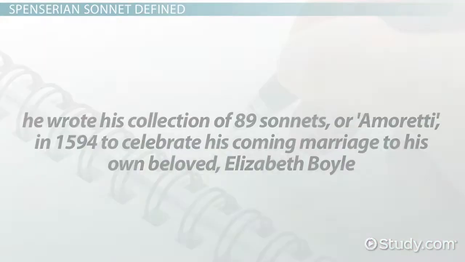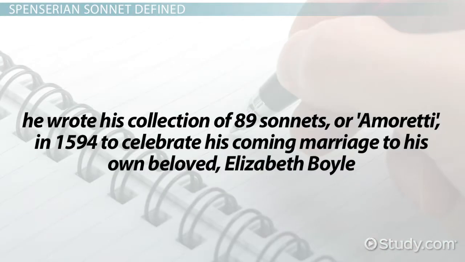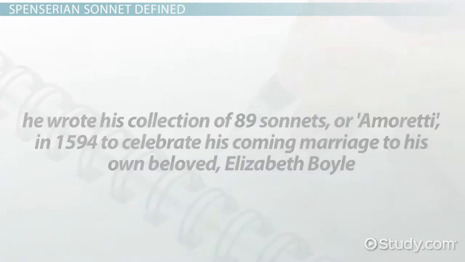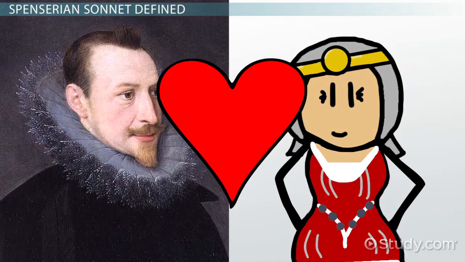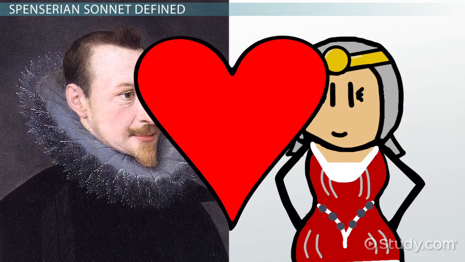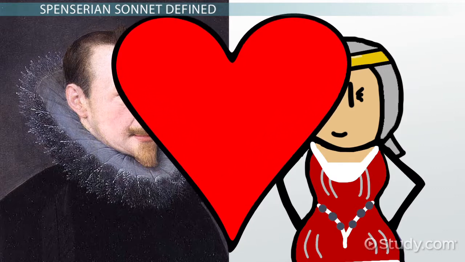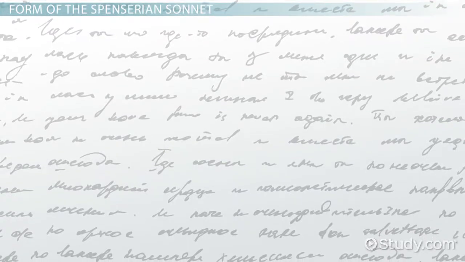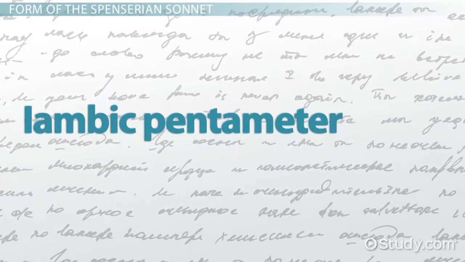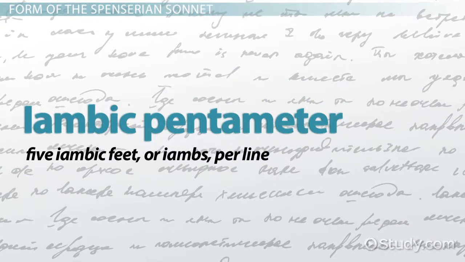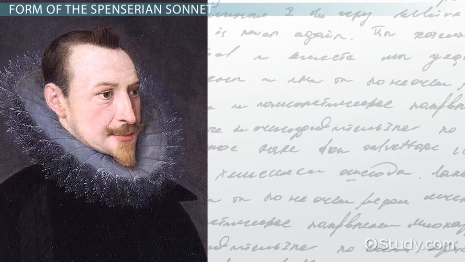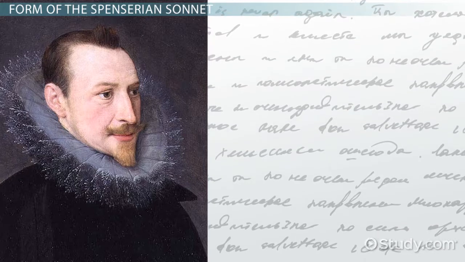We know this because he wrote his collection of 89 sonnets, or Amoretti, in 1594 to celebrate his coming marriage to his beloved Elizabeth Boyle. Building on the affectionate framework that already existed, Spenser immortalized his true love by giving the sonnet a fresh purpose and form. Like other sonnets, Spenser's contain 14 lines of iambic pentameter, meaning there are 5 iambic feet, or iambs, per line. However, his rhyme scheme and the manner in which he decided to divide these lines distinguish his form from the others.